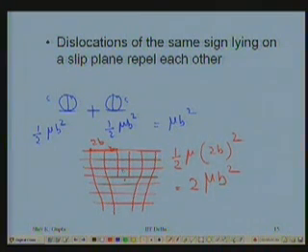So why is there a repulsion? You can see now that the system is trying to have as low a free energy as possible. By keeping them apart, the energy is only μb². By bringing them closer, energy becomes 2μb². There is an increase in energy by the amount μb², right? Therefore there is a repulsion between them. These are the interactions between the dislocations.